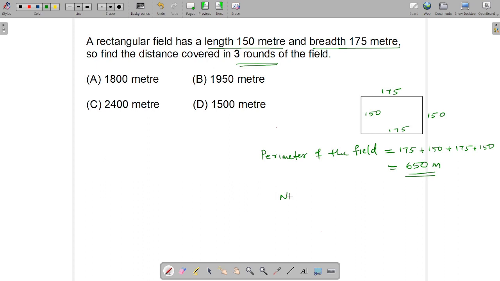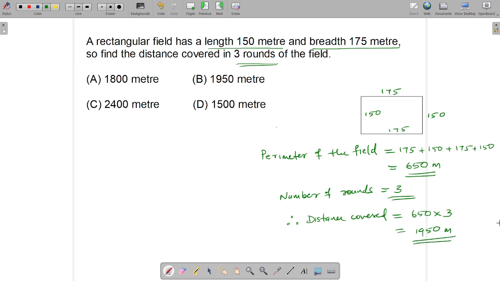Now, the number of rounds is equal to 3. Therefore, the distance covered is equal to 650 into 3, and that is equal to 1950 meter. So that is the distance covered. The answer is B. So we can discuss the next question.